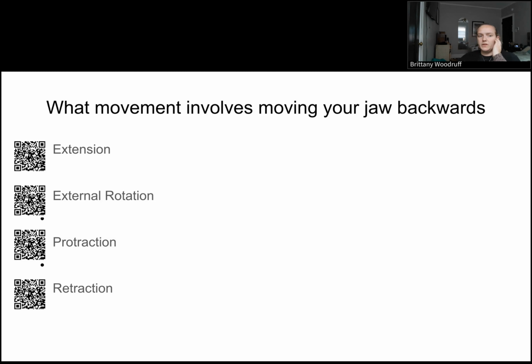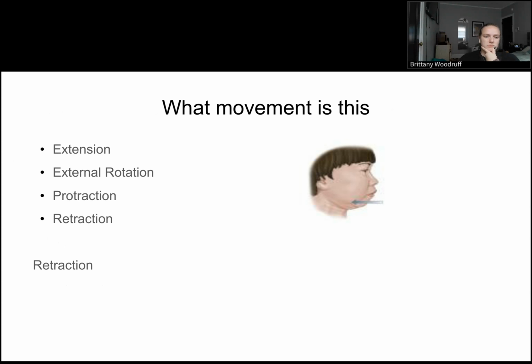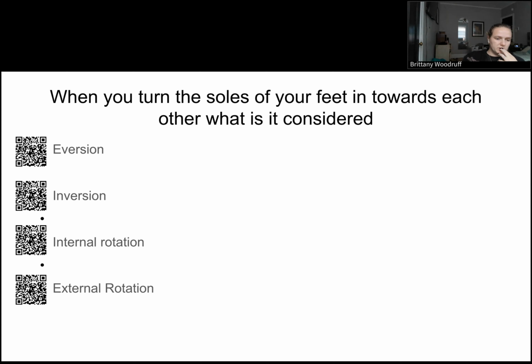So, moving your jaw backwards. I can't do it right now, but the thing that gives you the double chin, right? That is going to be called retraction. Okay? Moving your jaw forward, protraction, right? So when you are being proactive about something, you're getting ahead of the game. Okay, protraction, pushing it forward, retraction, pulling it back. Extension, you're increasing the angle. Flexion, decreasing the angle. And then external rotation, we've mentioned a few times.